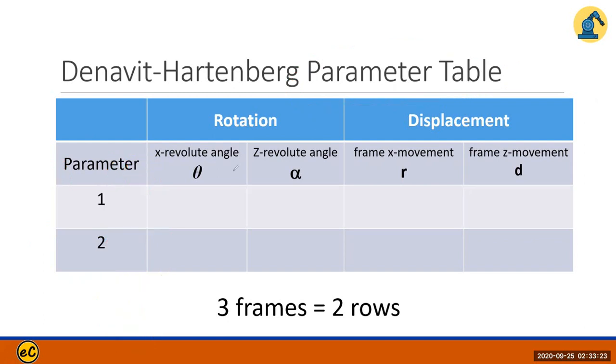That's number 1. Second, we have the x direction revolve angle, z direction angle, x direction movement, and z direction movement, 4 different parameters. The x direction angle we call theta, the z direction angle we call alpha, the x direction movement we call r, and the z direction movement we call d. But don't get confused with your own parameters; they are different. These are the parameters used for the Denavit-Hartenberg table. Sometimes the r is also called a, so you have to check the system when you work on homework or a different model.